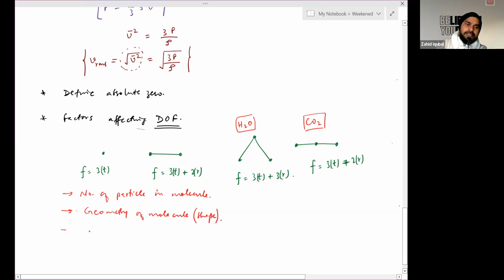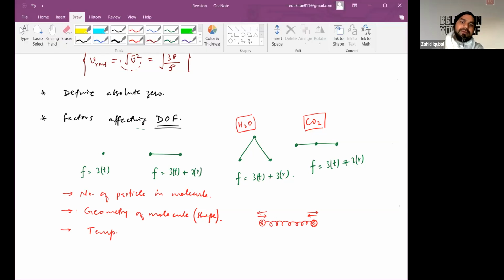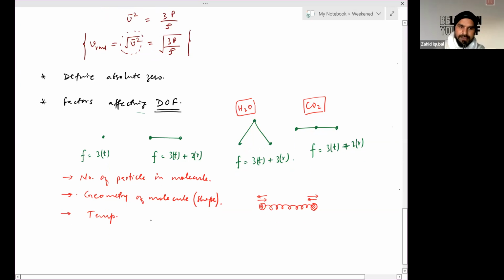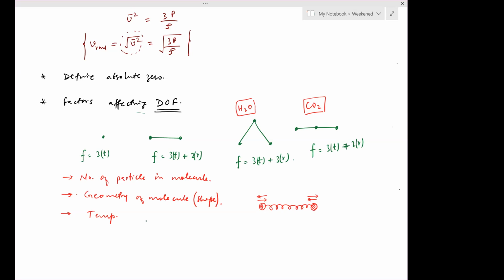And one more thing, it will depend upon temperature. Suppose you have a diatomic molecule at low temperature, its bond will be strong enough, so there will be no vibration in the molecule. But suppose on increasing temperature, the bond gets weakened. So now it will act spring-like. It will additionally tend to vibrate about its mean position to and fro. So in addition to translational and rotational energy, it will have vibrational energy also. So we can say on increasing temperature, degree of freedom of gas will increase. Is it clear? Yes, sir.